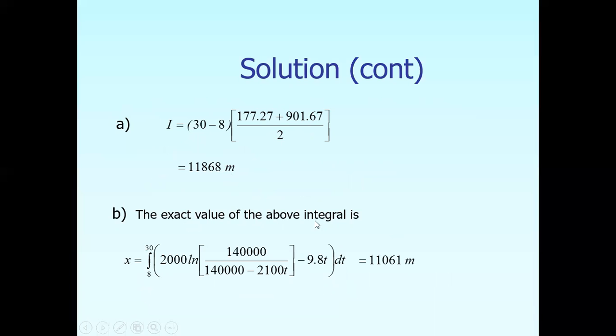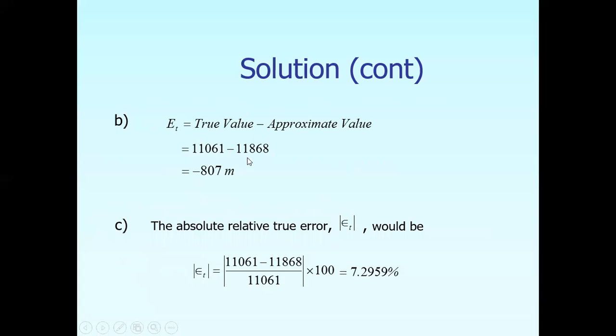The exact value of the above integral we can find by using numerical differentiation or by solving the integration. Then the exact value is 11061. Then the error is 11061 minus 11868, that is minus 807 meter. This is the error found in the calculation.